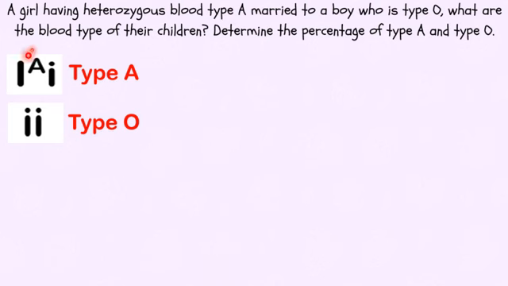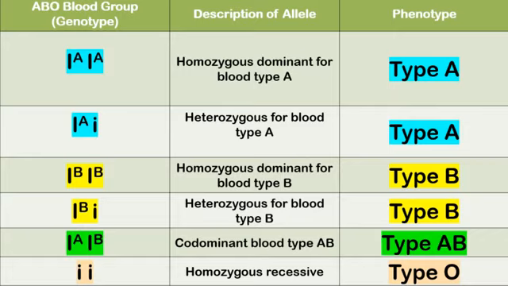And if you want to check if the given is correct, you can go back to the table that I presented to you a while ago. So here in this table, you can see that IA and small i is described as heterozygous blood type A, and double small i is described as the homozygous recessive type O. So the given that we have used are all correct. Now, let us go back to the problem.